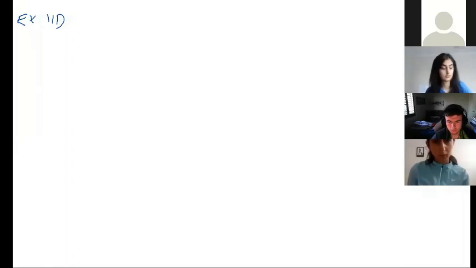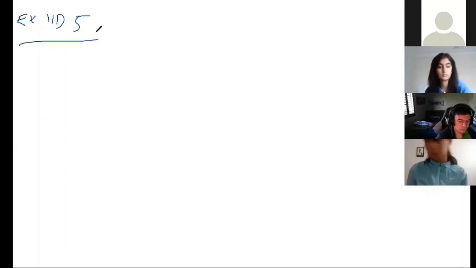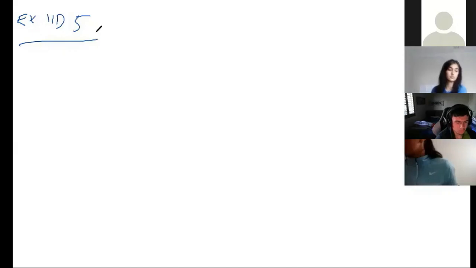All right, exercise 11D, question 5. Question 5 says, here's the curve for which dy/dx equals e to the kx.